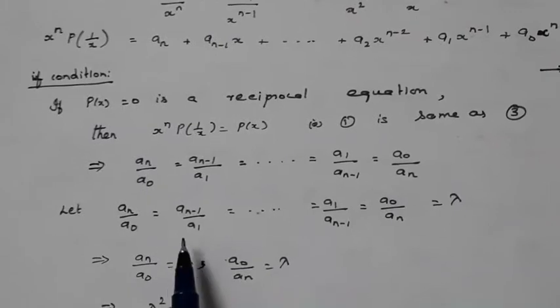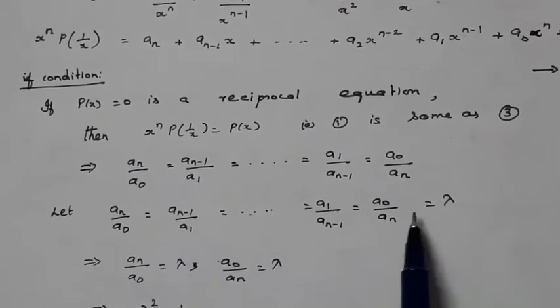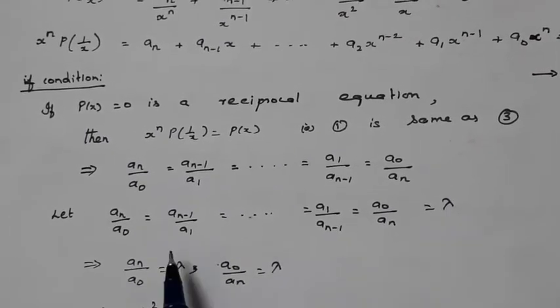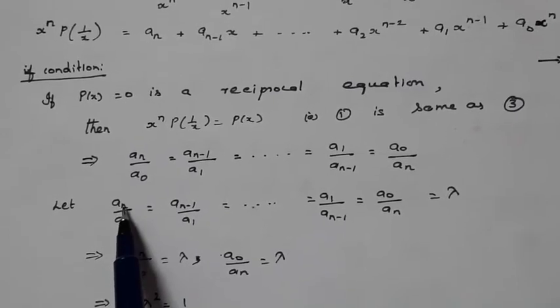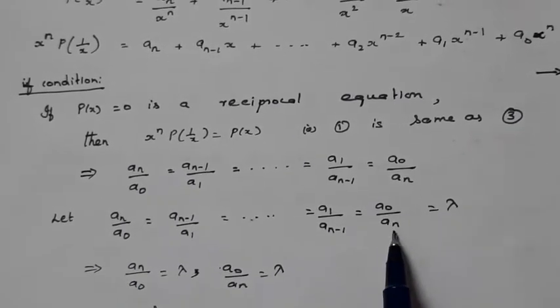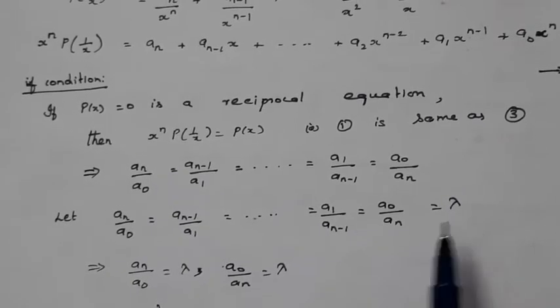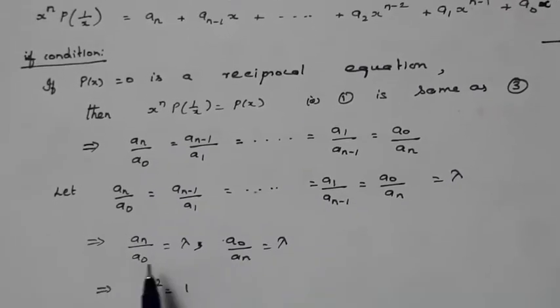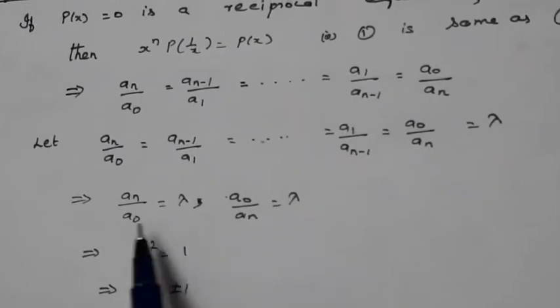Now let us take this equal ratio to be lambda. So by taking this, each one is to be equal to lambda. Now let us consider these two, that is a n by a naught equal to lambda and a naught by a n is equal to lambda. Now if you multiply these two, what you will have? Lambda squared is equal to 1.